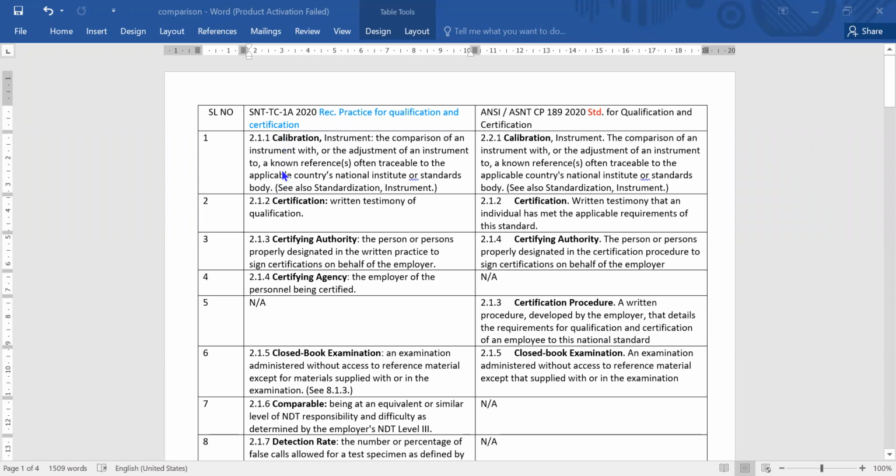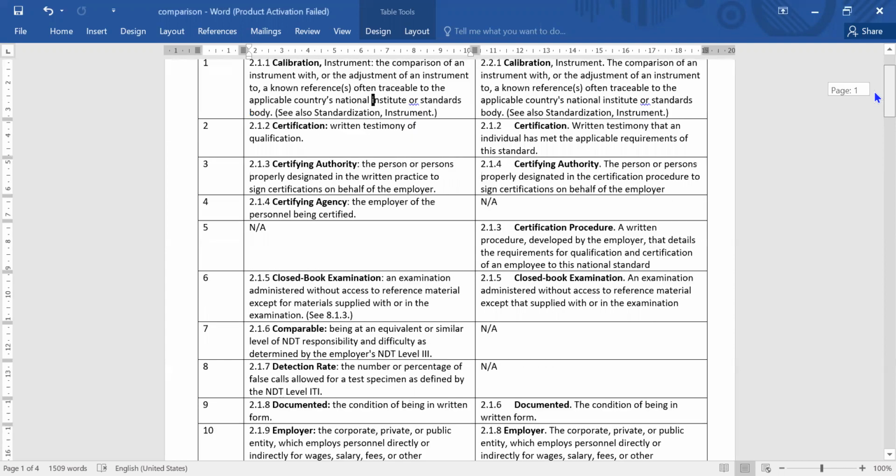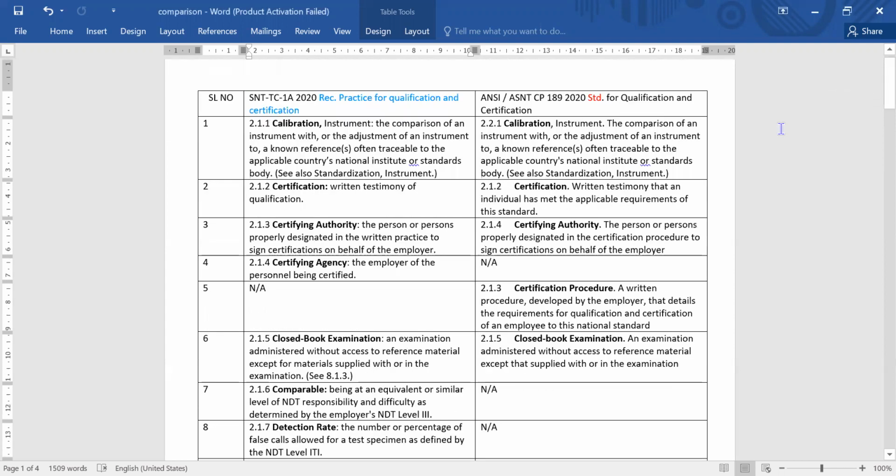Ashok Patra here, and today we will discuss the difference between SNT-TC-1A 2020 and CP-189 2020, the difference between the definitions. Some definitions are there in chapter 2. Both SNT-TC-1A and CP-189. So, calibration, 2.1.1.